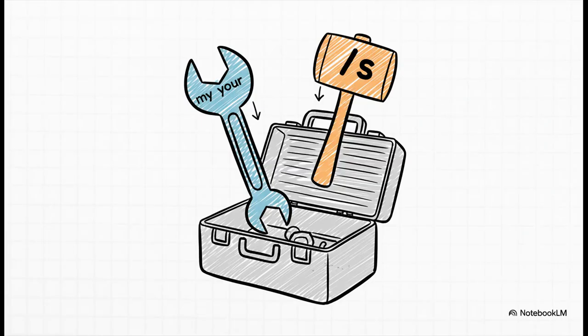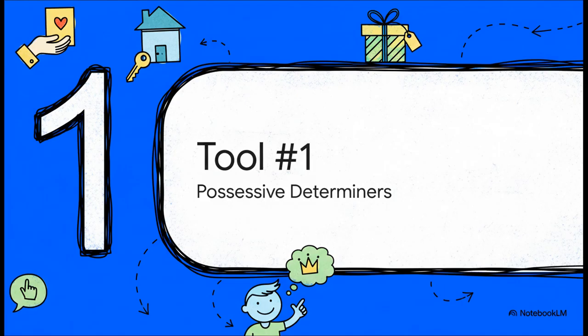I want you to think of what we're learning today as adding two brand new tools to your English toolbox. Each one has a very specific job, and by the time we're done here, you're going to know exactly when to pull out the right one. Okay, let's grab our first tool. This one is probably the most common, and honestly, it's super straightforward. They're called possessive determiners. Let's see what they actually are.